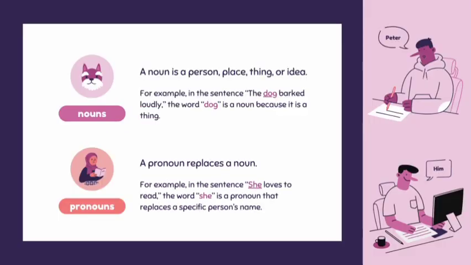Noun. A noun is a person, place, thing, or idea. For example, in this sentence, the dog barked loudly. The word dog is a noun because it is a thing.